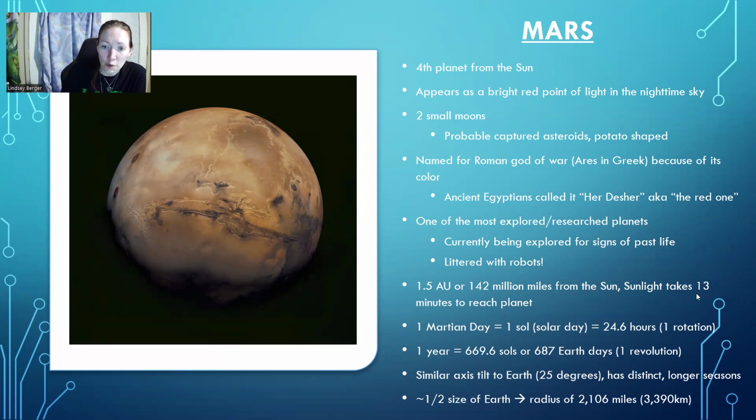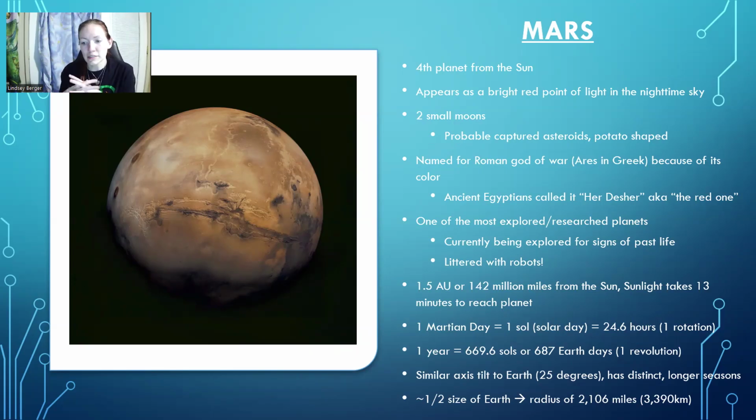So it takes sunlight a whole 13 minutes to get out there. So now we're getting further away, so sunlight's going to take longer. All right. One Martian day, we also call that a sol, S-O-L, not capital S-O-L, the name of the sun, but in the same vein. We call those sols because the hours are a little bit longer than an Earth day.